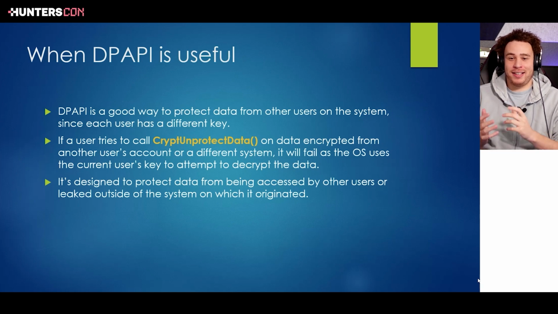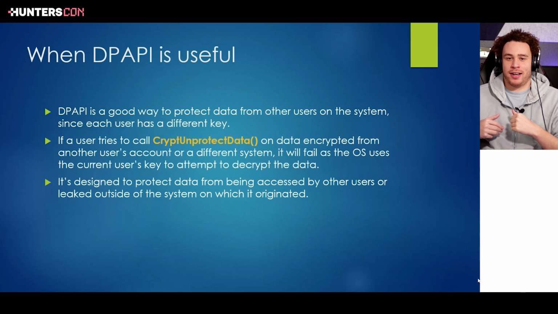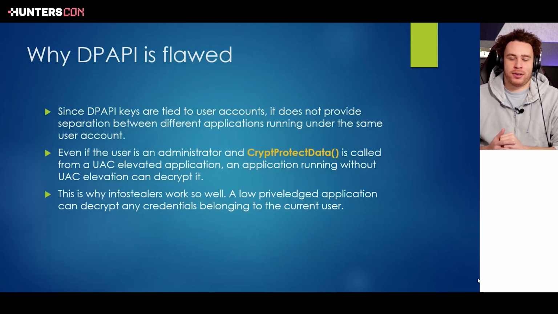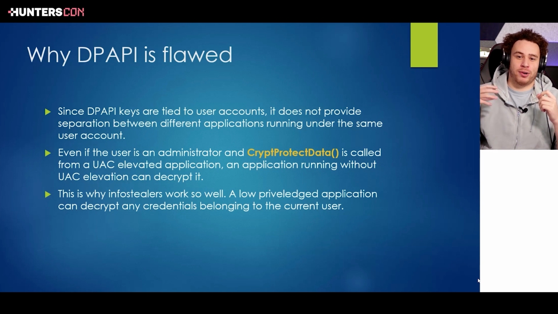Now, the data protection API is not really designed for this. It's designed to protect data at rest against other users and against a device being stolen. But it's pretty flawed when it comes to protecting data on the current account. Because, as I said, we are using a single global key for all encryption done by that user. It doesn't matter if they're an administrator and a UAC, user account control, elevated and up to full administrative privileges.